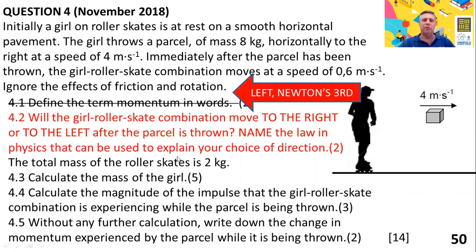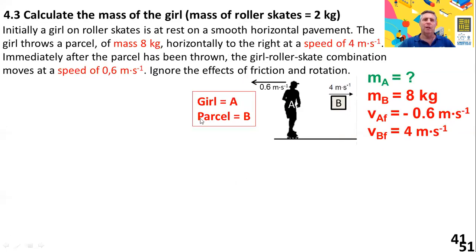Then you're told the total mass of the roller skates is 2 kilograms. Now, please keep this in mind because 4.3 asks you to calculate the mass of the girl. So please remember you're going to have to subtract those 2 kilograms. So I've taken the picture from the exam, put down some of the initial conditions you were given. Please remember that that velocity must be negative. Now, of course, you can choose to the right or to the left as positive. I just suggest that in all your questions, you use upwards or to the right as positive.